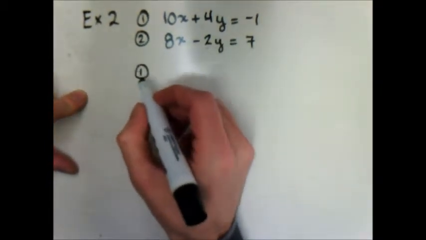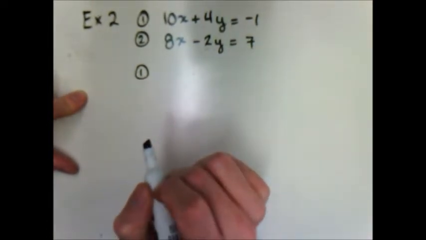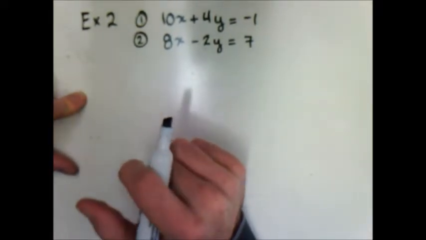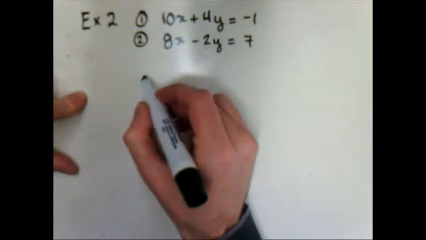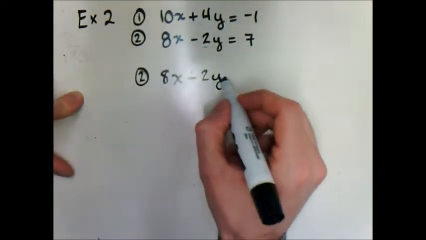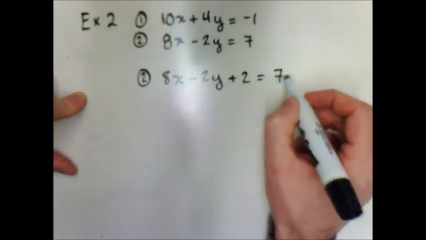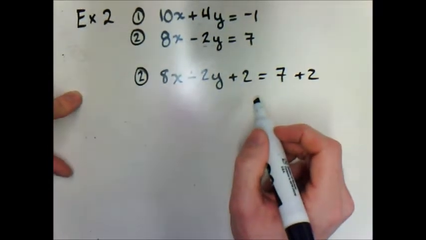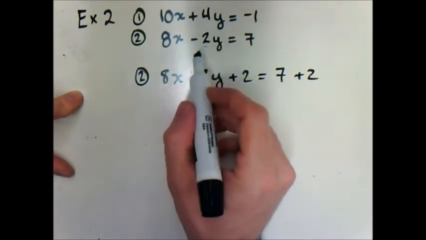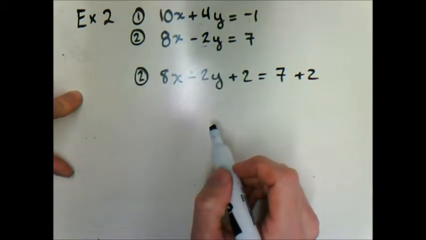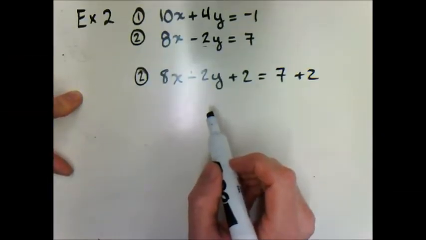Why are you allowed to multiply but not add? Like, why can't you just add 2 to each thing and then won't it still be the same? I could, yep. So I could say equation 2 is 8x minus 2y plus 2 equals 7 plus 2. I added 2 to both sides. This is an equivalent equation, but is it helpful in eliminating anything? No.